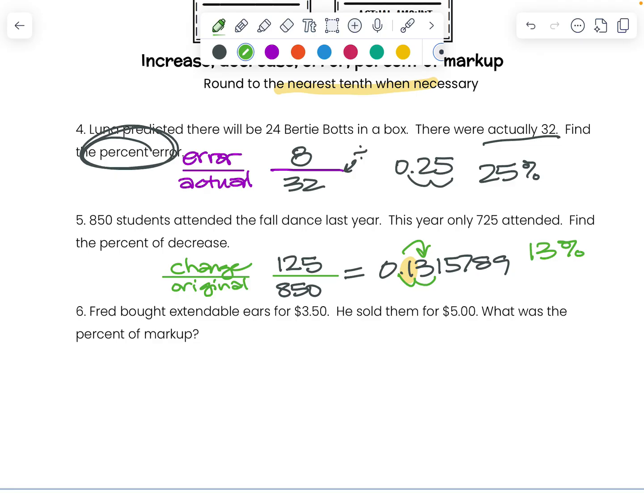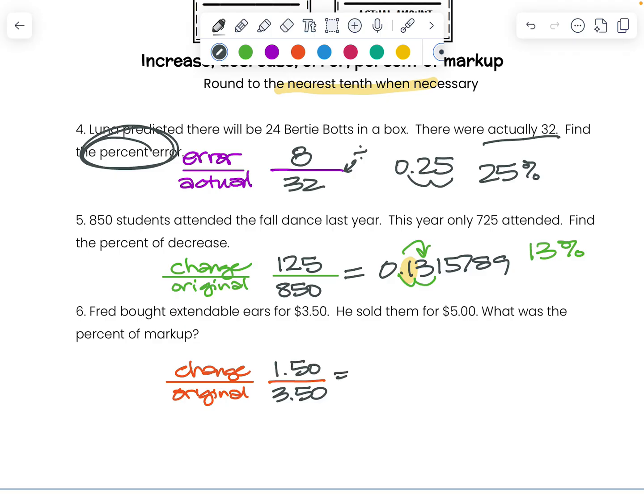Okay, let's try the last one. Fred bought extendable ears for $3.50. He sold them for $5. Look, he marked them up. So originally, we know how much they cost, and then he changed them. All right, let's do this. So he originally bought them for $3.50, marked them up $1.50.